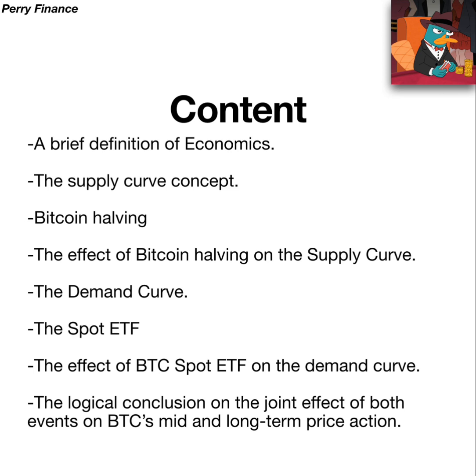Today's content comprises a brief definition of economics. The objective is to establish common definitions of concepts in order to speak the same language. The supply curve concept, Bitcoin halving explanation, and the effect of Bitcoin halving on the supply curve. Then we will review the demand curve, the Spot ETF, which was approved on January the 10th this year, and the effect of the BTC Spot ETF on the demand curve. Finally, we will explore the logical conclusion on the joint effect of both events on BTC mid and long-term price action. So let's dive in.